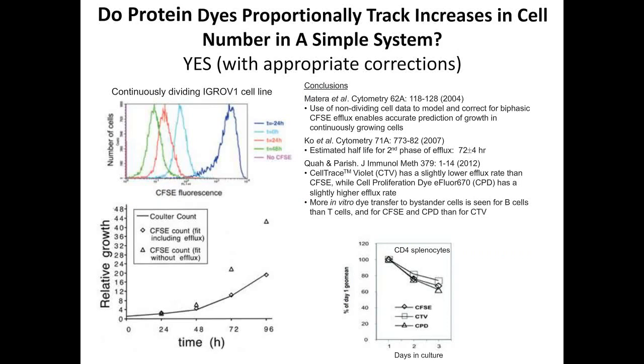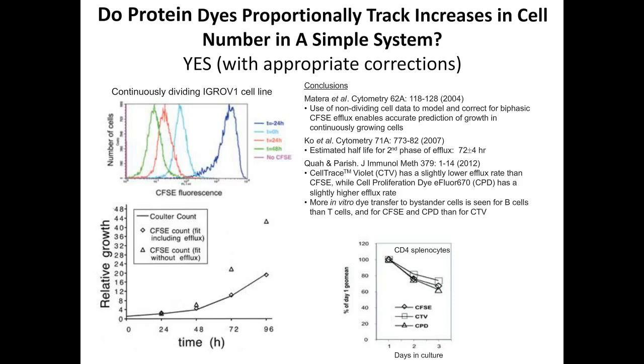So this is some work that has been done by Matera on the left-hand side, where they've taken iGrove slides, or cell lines, and you can see exactly what I'm talking about here now with the CFSE, where the blue is basically at time 0, and then as you go to the cyan and the red, we're increasing by a day. So there's a big drop-off between day 0 and day 1, and then a relatively consistent drop-off from day 1 to 2 and day 2 to 3.